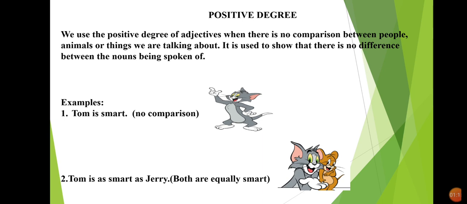Second example, Tom is as smart as Jerry. Here, though we are talking about two different people, Tom and Jerry, the smartness of Tom and Jerry is equal. So we say Tom is as smart as Jerry. So in positive degree, there is no comparison between the people or animals or things.